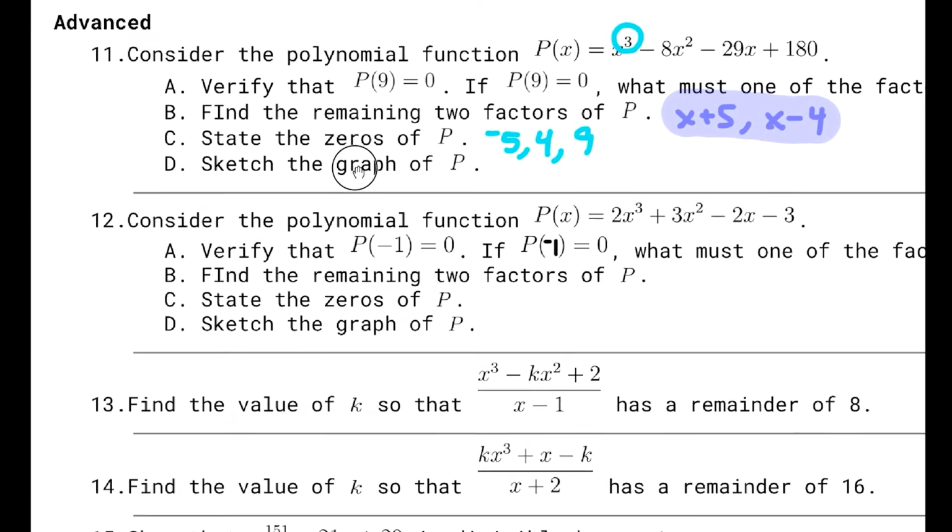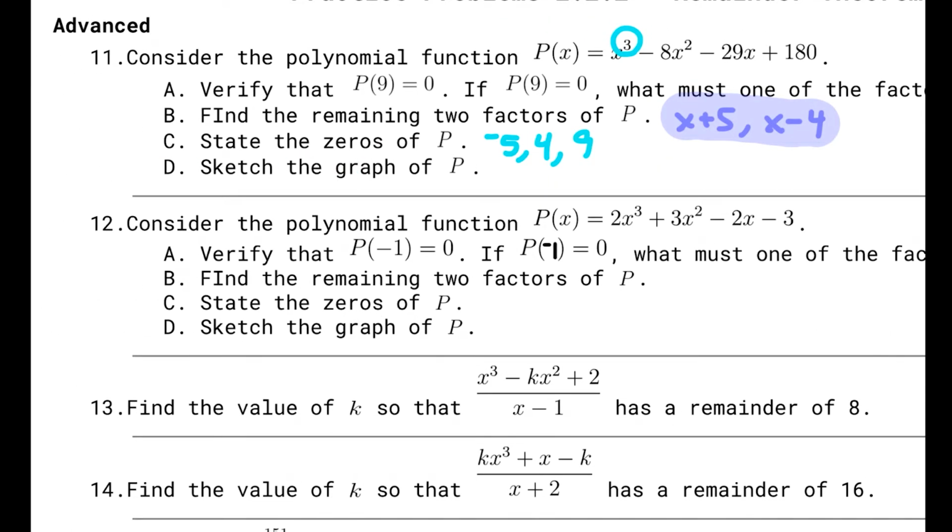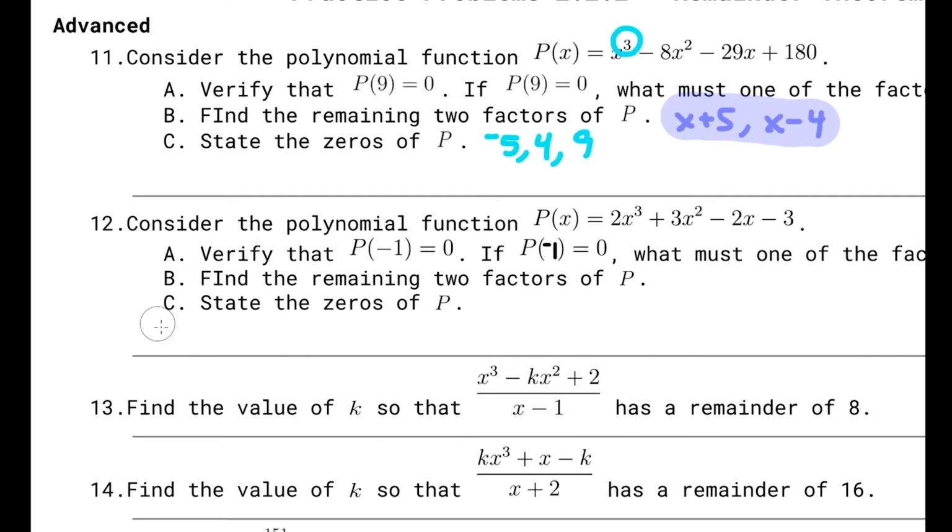Okay, this next part, it says sketch the graph of p. I'm actually going to save this for another video, so I'm going to get rid of it for right now. So let's ignore that, and then we'll ignore it down here as well. I'm going to introduce that in a different concept. But for right now, I just really want to focus on remainder theorem, and I don't want to get too off base with this video.